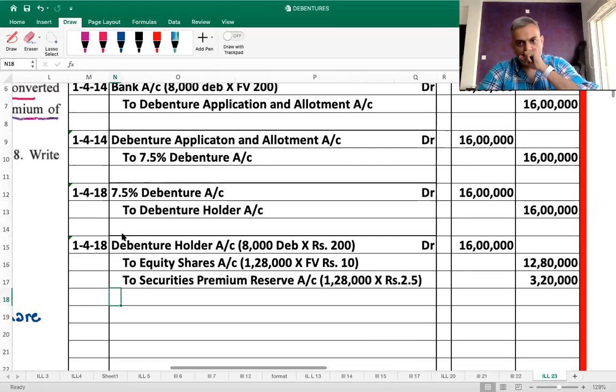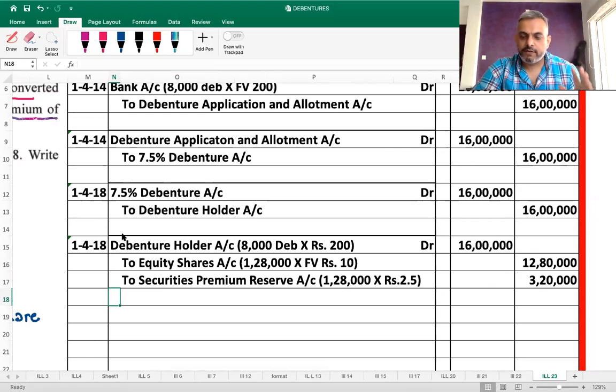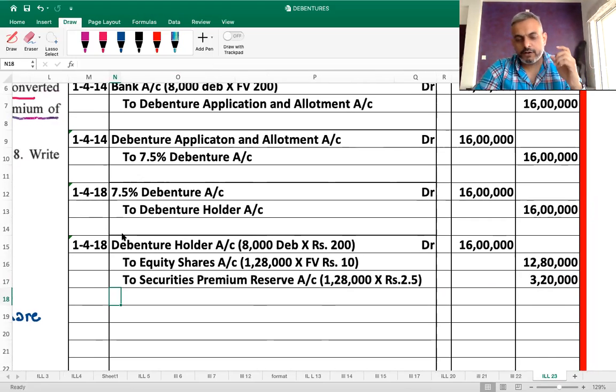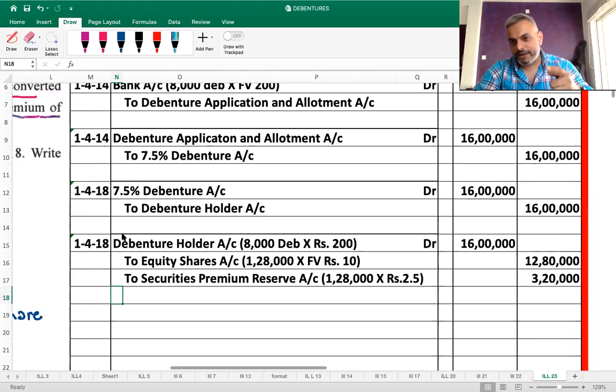Now, why is it important for you to calculate the number of shares? You just cannot write the entry debenture holder account debit to equity shares, 16 lakh. You can't do that because equity shares are issued at a premium. So you have to bifurcate it between the face value and the securities premium. And that's why we have to first calculate the number of equity shares.